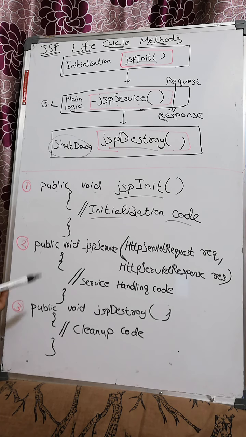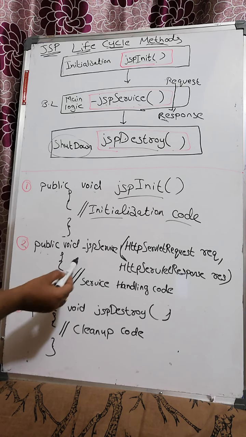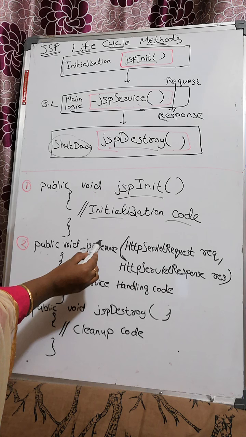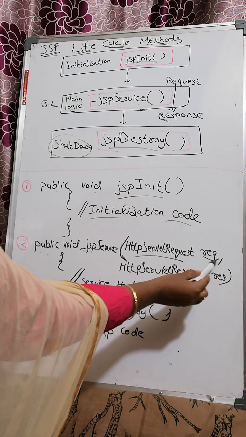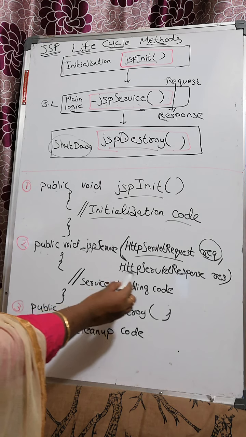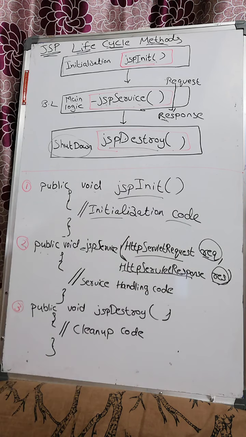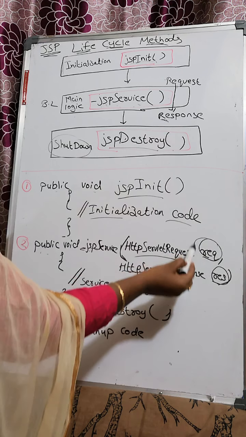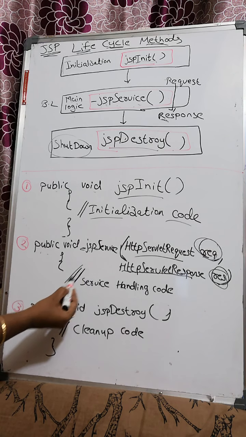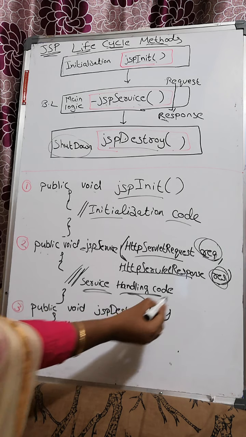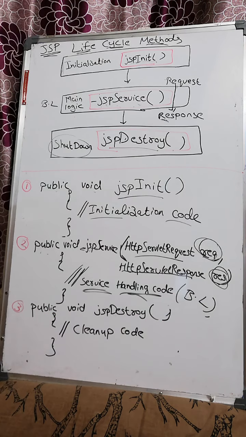Next, the complete signature of the service method is public void underscore JSP service, where S is capital, and this method has two parameters. They are HTTP servlet request, that is the request object, and HTTP servlet response, the interface name, and its response object. So this service method is going to start with the request object and it is going to end once the response object is ready. Here in the underscore JSP service method we are going to put business logic, the same thing I have explained, just here the complete signature is given in detail.